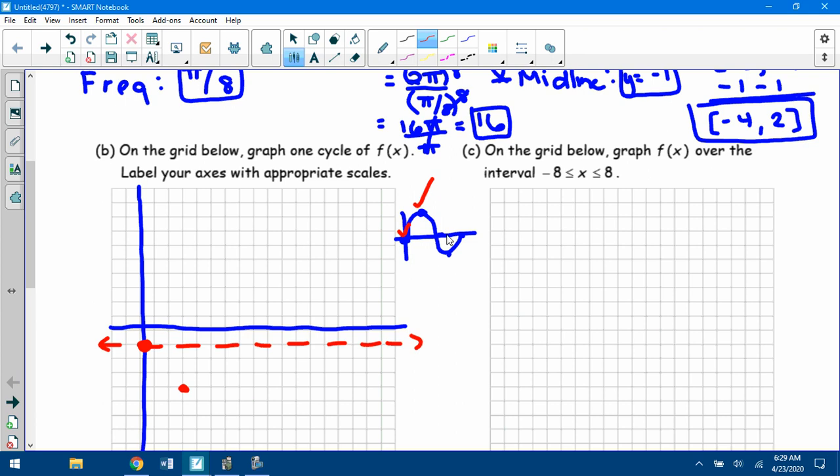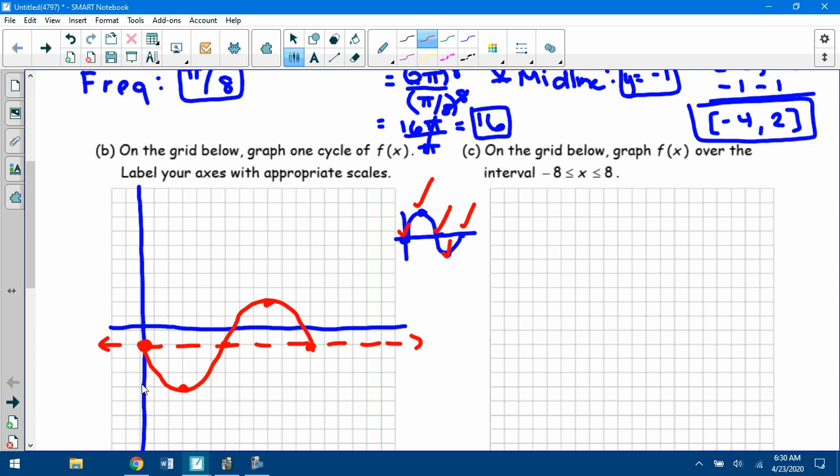Then I have to go on the midline. So 1, 2, 3, I'm going to go here. That's that point. Then I'm going to go 3 above the midline. Be right here. And then finally I'm going to end on the midline again. So when you connect your graph, remember to make it curvy. That's one cycle.